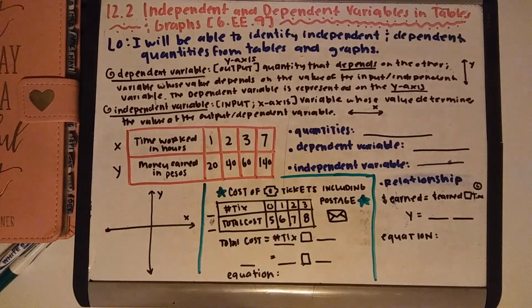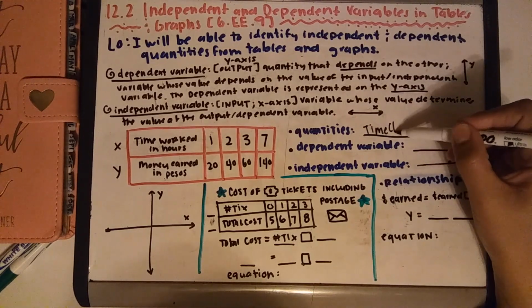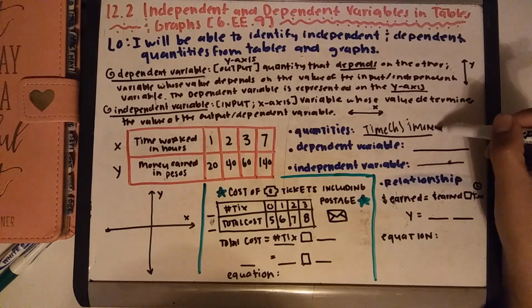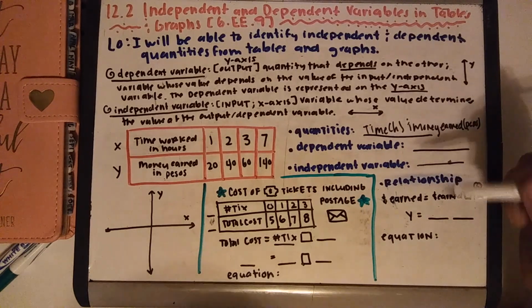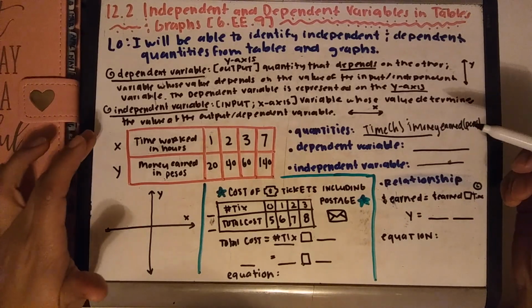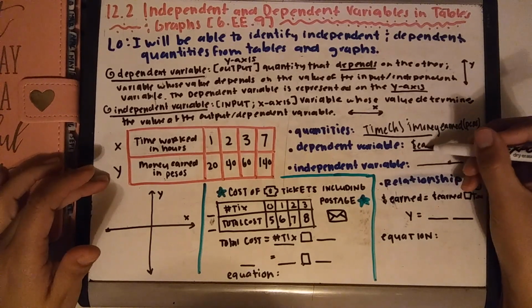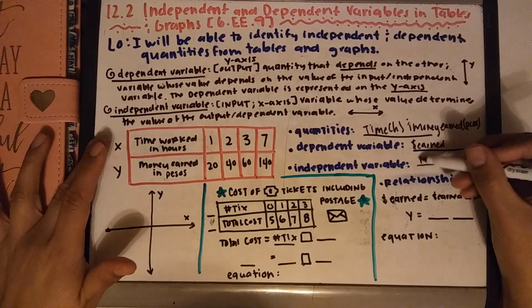Okay, so the question is, what quantities are we measuring? We're measuring time, right? And we're using hours for time. And we're also measuring the money earned, and we're measuring that with pesos. Okay, and then which one is my dependent variable? My dependent variable is going to be the money earned. Okay, and remember that's my y. And what's my independent variable? It's going to be the time worked.